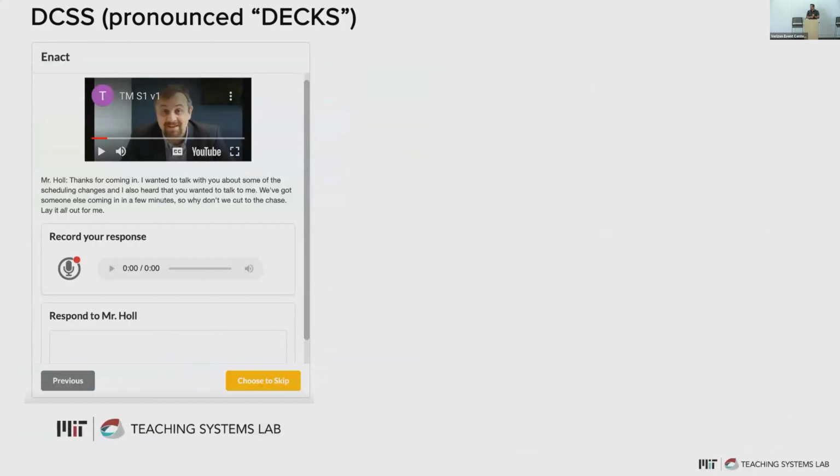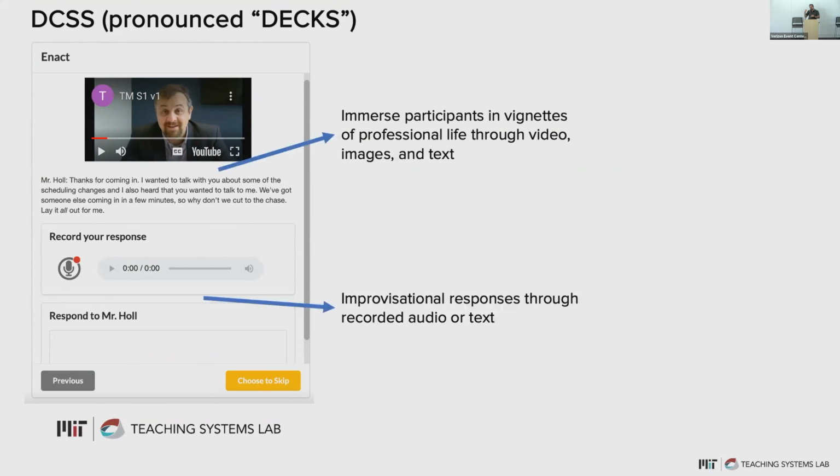So we've built this open source, openly licensed software called the Digital Clinical Simulation Suite, or DEX. The intuition is pretty simple. For users, they would participate in it like it's a mobile app. And so we immerse them in vignettes of professional life, through video, through images, through text, and then periodically a microphone icon pops up and you have to say what you would say to the person in that scenario in that moment. You can also have people respond by typing in text. You can have people respond through radio buttons. They can branch and things like that.